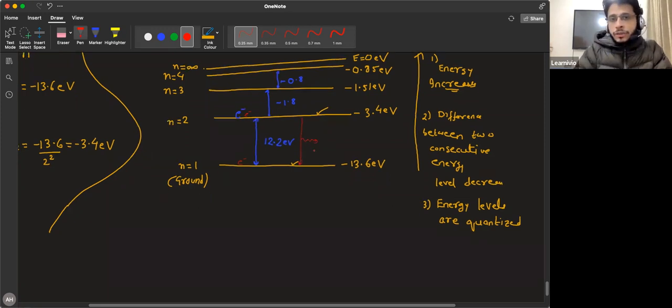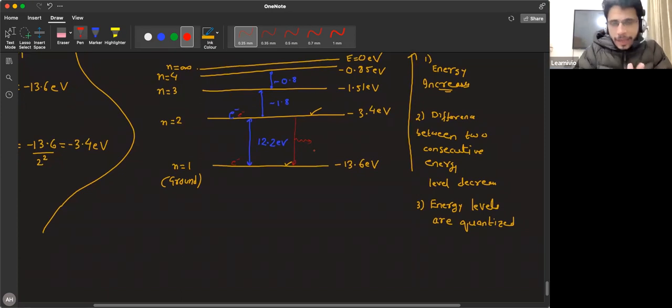So the next question is, can a gas absorb every possible energy? If I take this hydrogen atom and give it an energy of, let's say, 30 electron volt, can it absorb that? In the ground state, the energy of a hydrogen atom is minus 13.6 electron volt. If you give it 30 electron volt, the energy will become 16.4 electron volt.